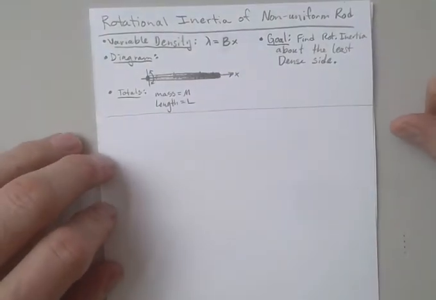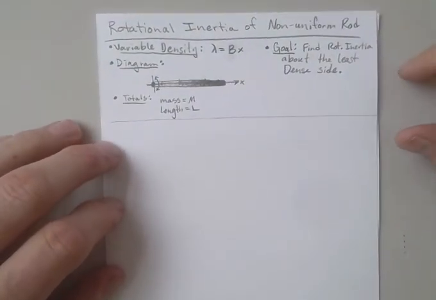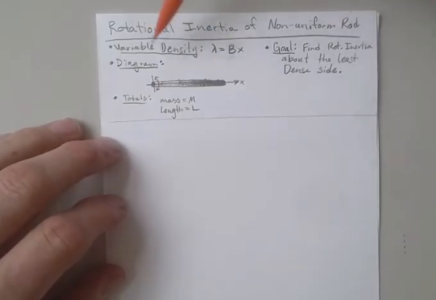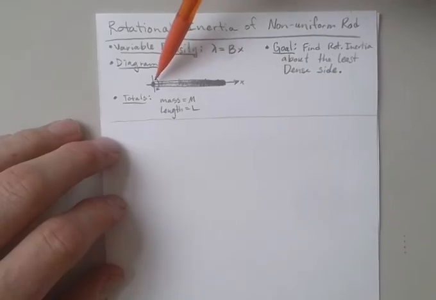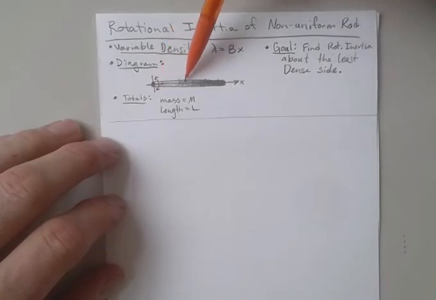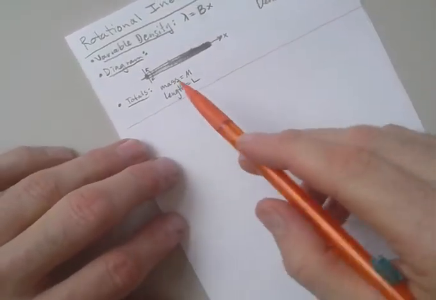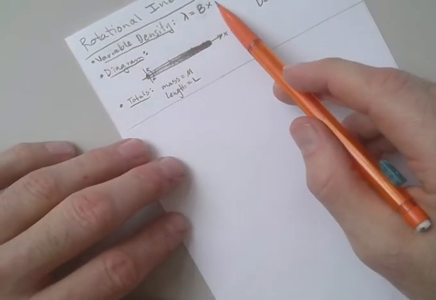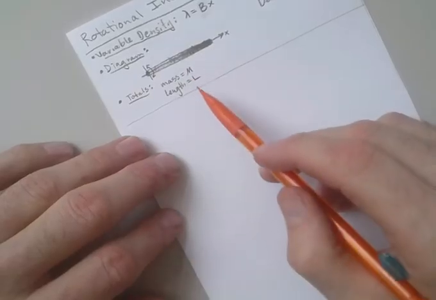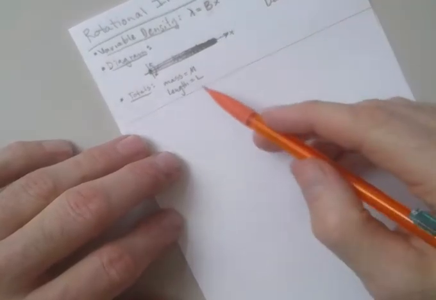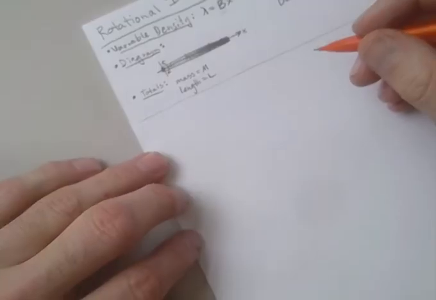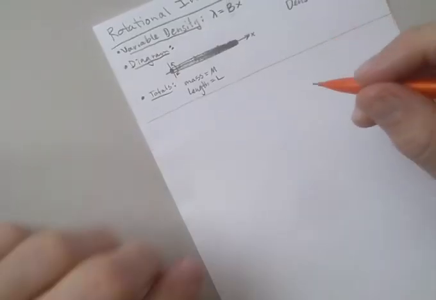Hello, I would like to explore how you would find the rotational inertia of a rod about its end when it has a variable density that gets more and more dense at some rate b as it gets further and further to the right. So, what do we know? We know the density varies according to bx. We know the total mass is m and the total length is L. And we want to find rotational inertia about the left-hand side.